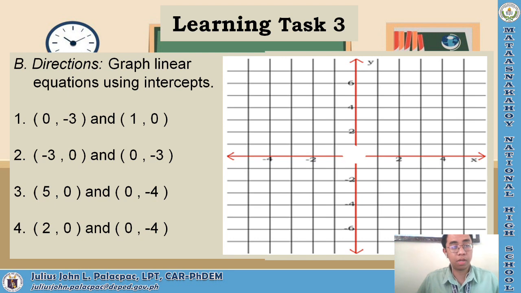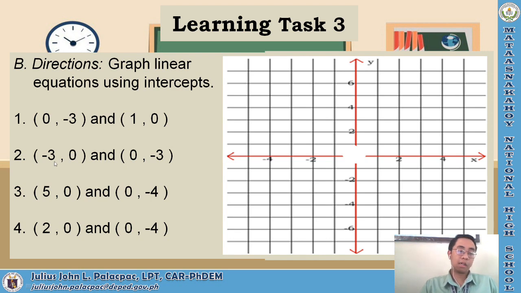So for the last one, we have 0, -3, 1, 0. So here we are graphing using intercepts. So most of our points will be on the y-axis and x-axis. So here we have b is equal to -3. So b is y. So -3 here. a is 1. So here. So -3 and 1. Connect those points.